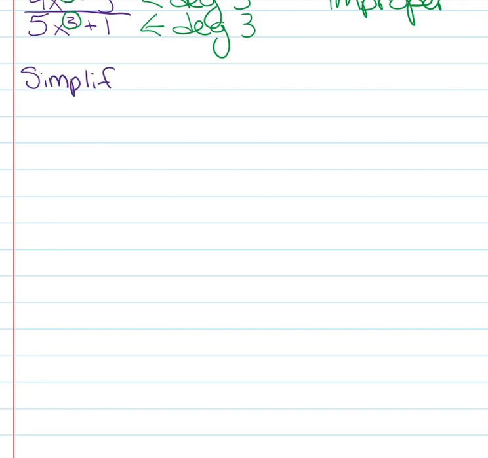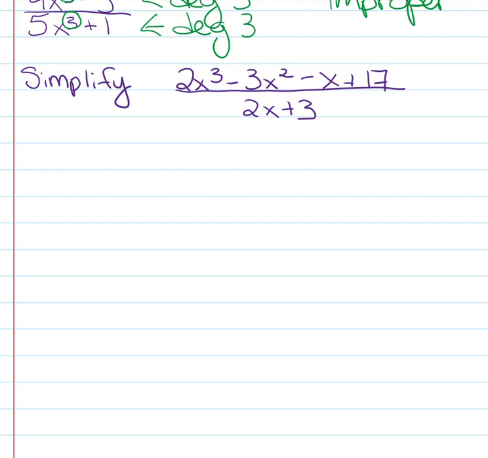So let's simplify this improper fraction: (2x cubed minus 3x squared minus x plus 17) all over (2x plus 3). This is an improper fraction. We know this because it has a degree of 3 on top and a degree of 1 on the bottom.